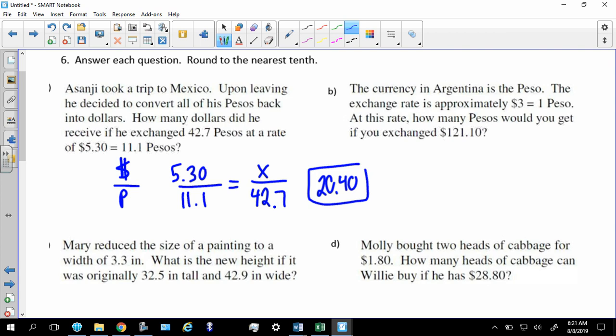The currency in Argentina. All right, so again, this is another pesos dollar exchange. So I'm just going to put, again, dollars over pesos. So that'll be a 3 to 1 is equal to 121.10 over x. Cross multiply and solve. You get 4036.